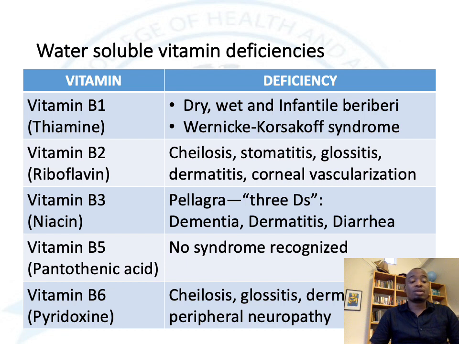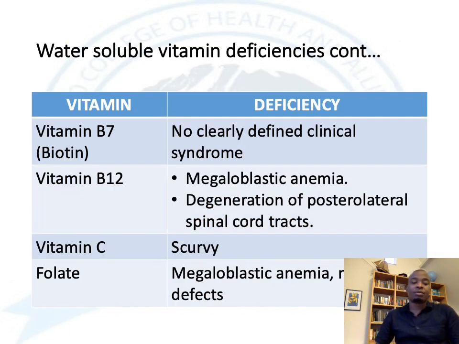Vitamin B3, which is called niacin, can cause pellagra, which causes dementia, dermatitis, diarrhea, and sometimes it can end up causing death. Vitamin B5, pantothenic acid, has no recognized deficiency syndrome. Vitamin B6 can cause glossitis, dermatitis and peripheral neuropathy, so it is very important to take care of it. Vitamin B7 has no clearly defined clinical syndrome. Vitamin B12 deficiency causes megaloblastic anemia and degeneration of the posterolateral spinal cord tract.